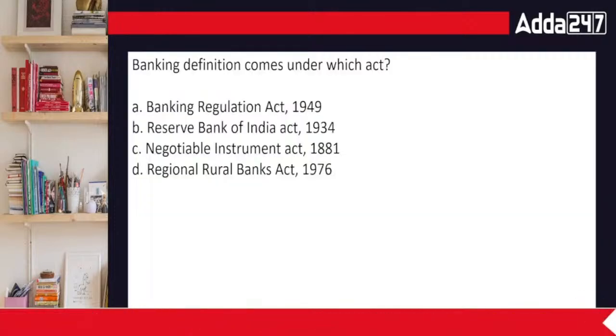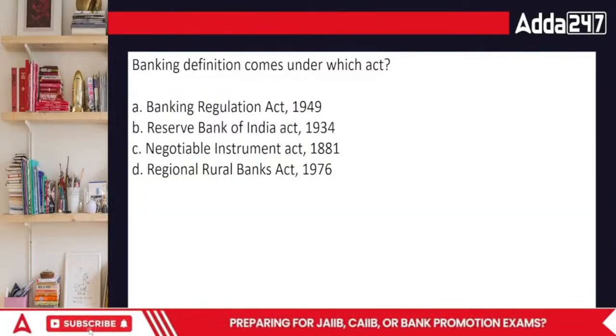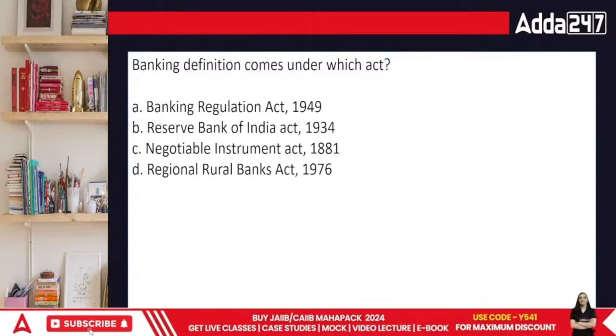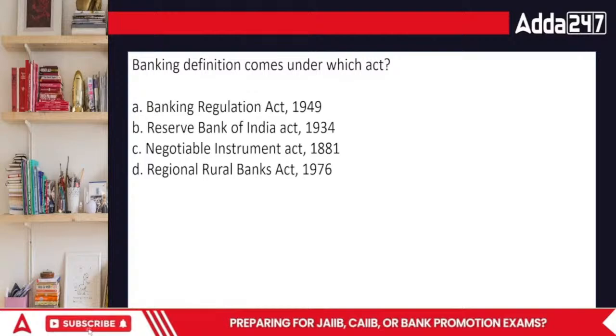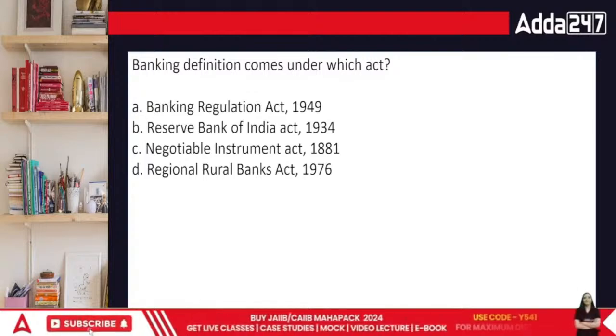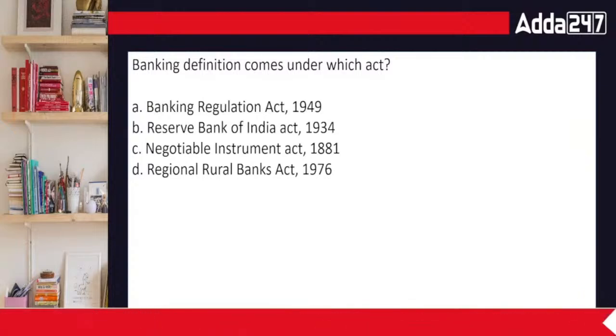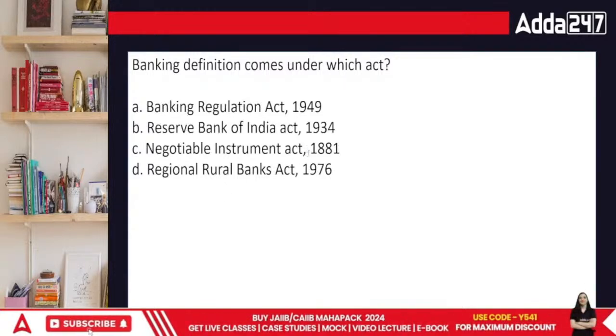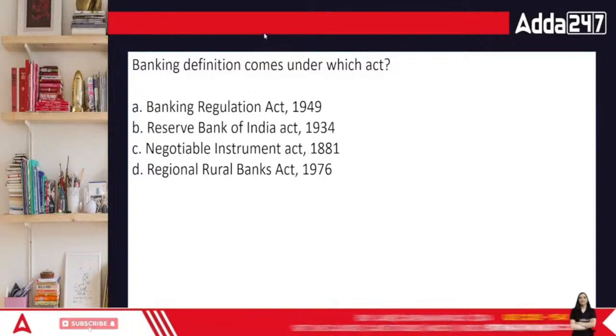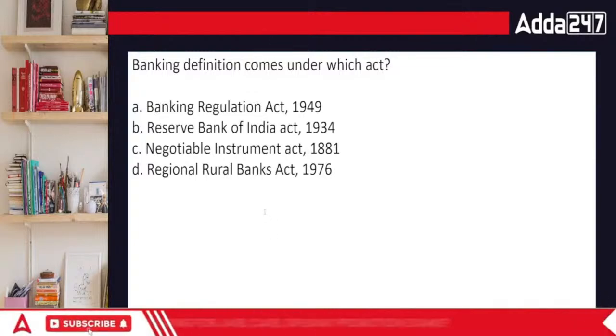Here comes the first question, everyone. Banking definition comes under which act? Banking Regulation Act 1949, RBI, or Negotiable Instrument Act, or Regional Rural Banks. But the banks are defined as those organizations which are accepting deposits as well as providing loans, isn't it? That is what we call a banking company, right? So this is defined under what? RBI defines it or their own act?